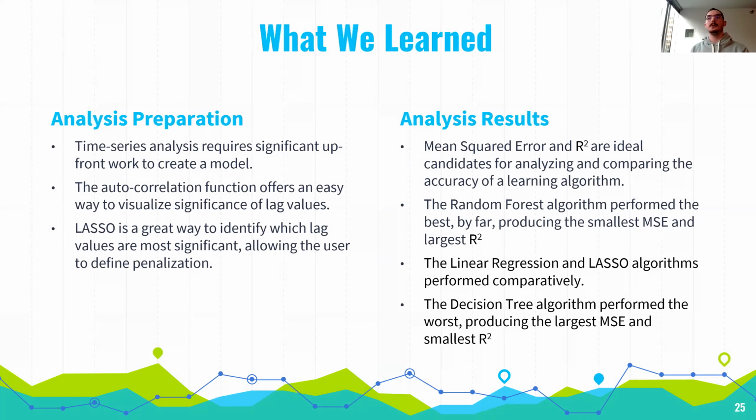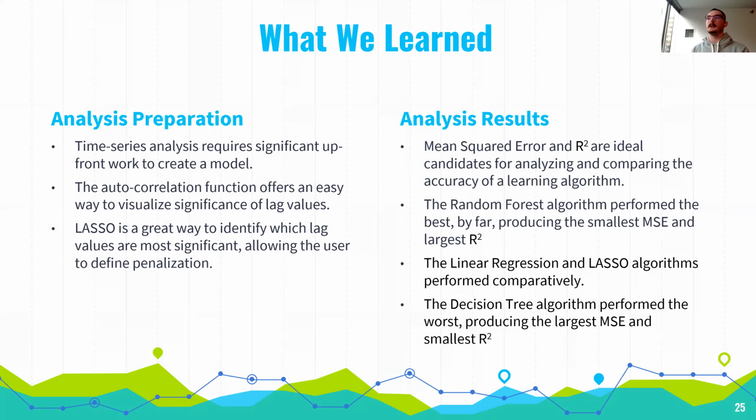The autocorrelation function offers an easy way to visualize significance of lag values. However, Lasso is probably a better way to identify which lag values are most significant, and it allows the user to define penalization rates so that you can trim down the data that you're getting back or the results.